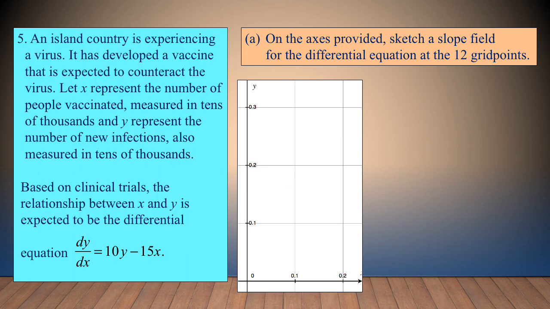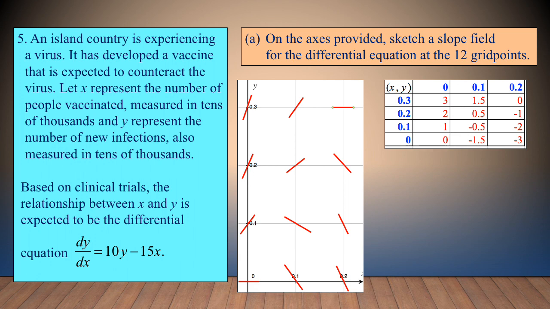Question A reads, on the axes provided, sketch a slope field for the differential equation at the 12 grid points. And we see x running from 0 to 0.2 and y running from 0 to 0.3, creating 12 grid points. I set this up with a spreadsheet, letting x run horizontally, 0, 0.1, and 0.2, and y running vertically, starting at the bottom, 0, 0.1, 0.2, 0.3. And calculating 10y minus 15x, we see those values, and we then place them on the slope field.